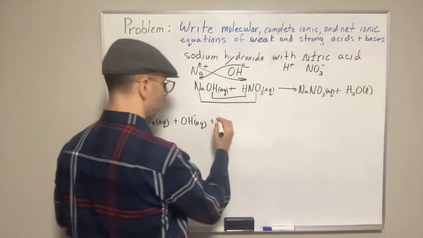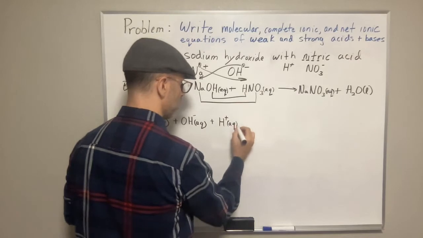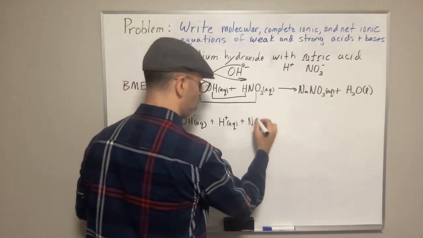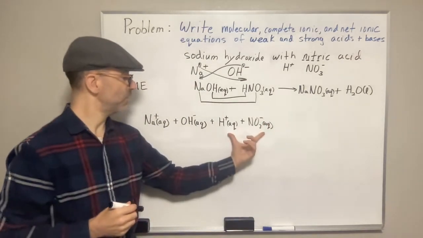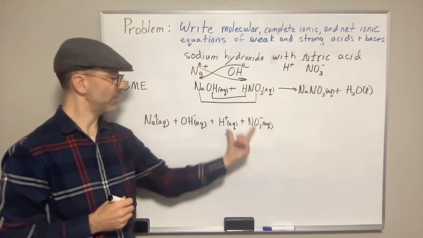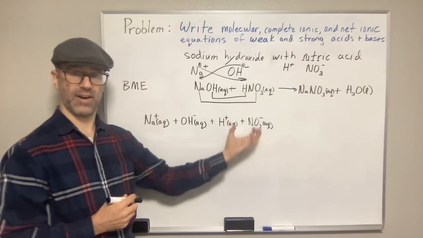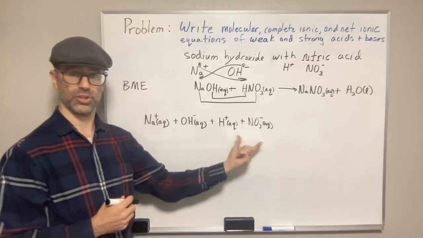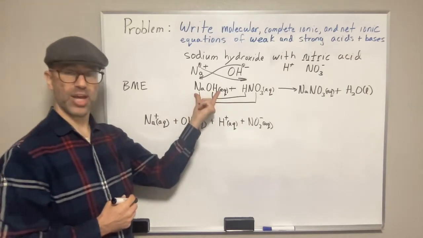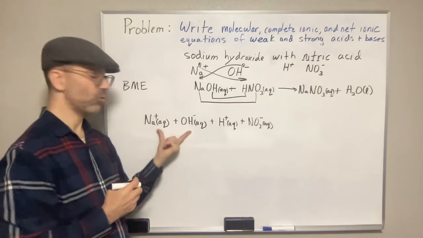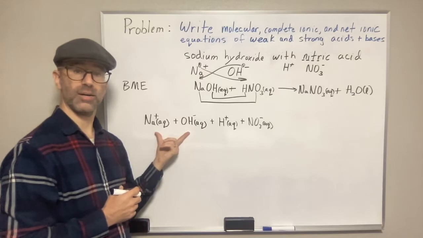So the H is going to be your H+ aqueous, and you're going to have NO3- aqueous. So in the beaker of your nitric acid, this is the only thing that you have in solution. You don't have the HNO3 together in solution. You just have this because it's a strong acid. And again, you don't have NaOH together in your beaker. You only have these two species separated, floating around in water.